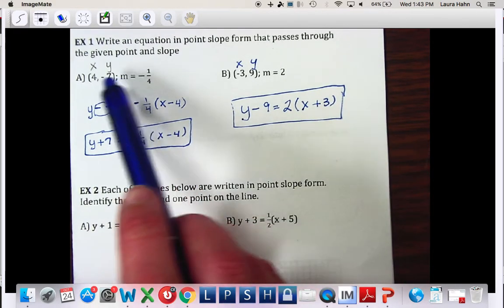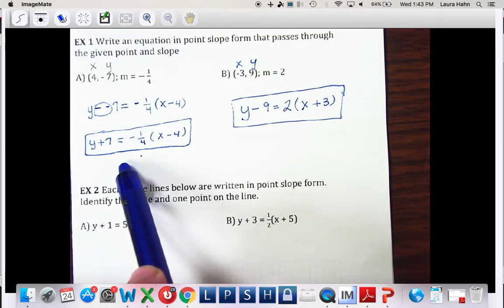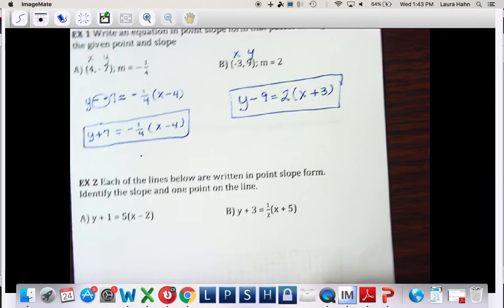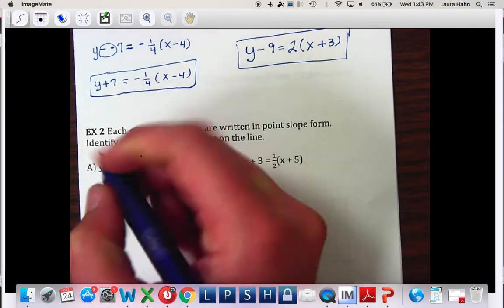So on example 1, it gave me a point and a slope, and we wrote the equation. So on example 2, it's giving me the equation in point slope form, so I'm going to write down what is our point and what is our slope.